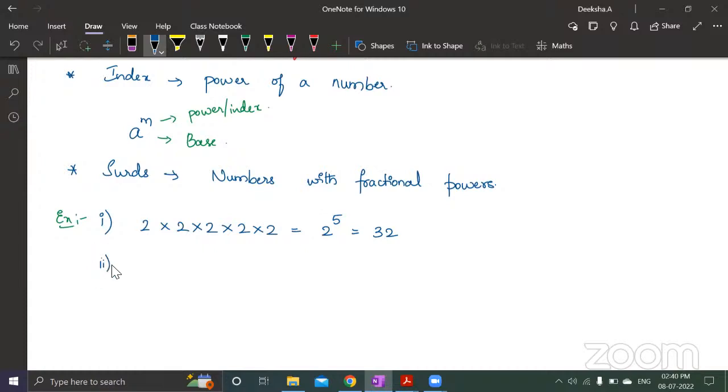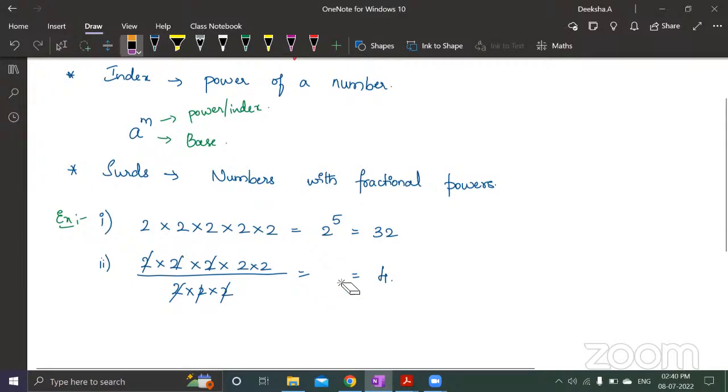So suppose you are multiplying 2 five times and dividing it by 2 three times. Then basically three 2's will get cancelled and you will be left with only 2 square, which is 4. Now, if I have to write it in the form of index numbers, then the numerator is nothing but 2 power 5, right? In the numerator, I have multiplied 2 five times. In the denominator, I have multiplied 2 three times. Now this is equal to 2 power 5 minus 3, which gives you 2 square, that is 4.